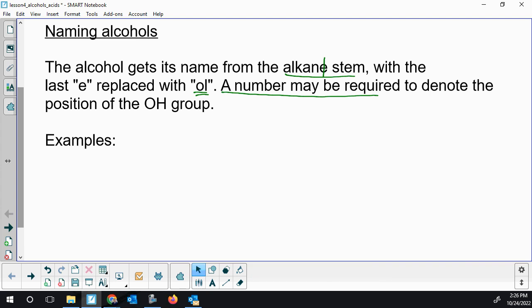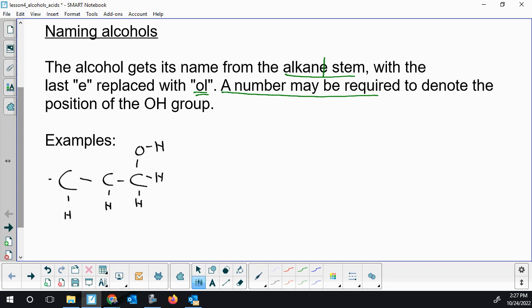So I'm going to start with a structural diagram. 3 carbons. And I'm going to dash off the carbon to an O, dash to an H. So that's what a hydroxyl looks like. Naming pretty much the same. We always start with the stem or parent.